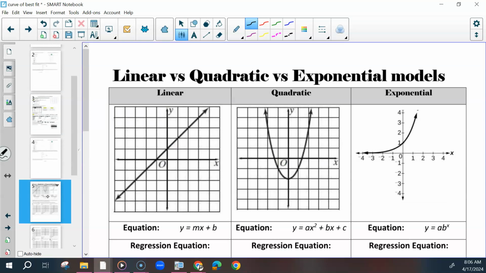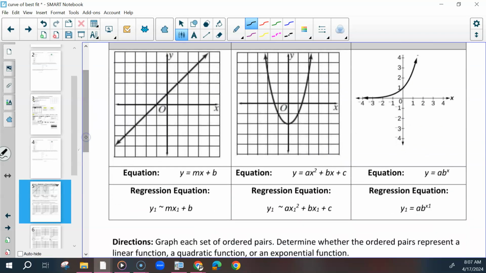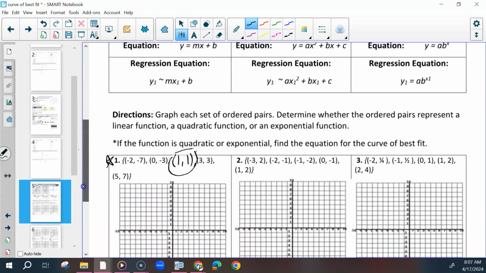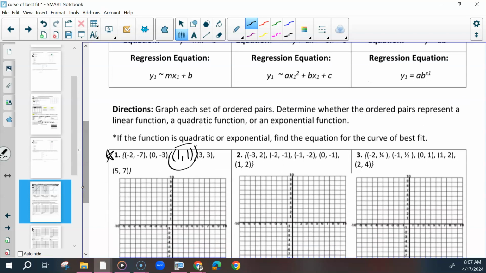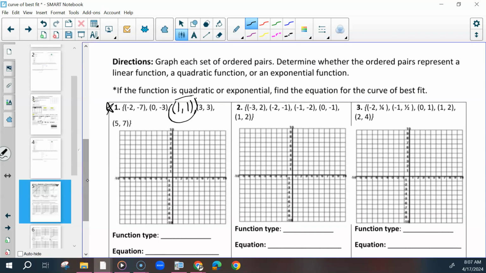So this is just comparing all of them because it may not say use the curve of best fit, use the line of best fit. You have to figure it out. What is it? What are we using? All of your regular equations in standard form are given, and then the regression equation in Desmos is also given. You will need to know those for the SOL and for the test. And then there's some typos that I realized later. So in number 1, change this point to 1, 1, not negative 1, 1.